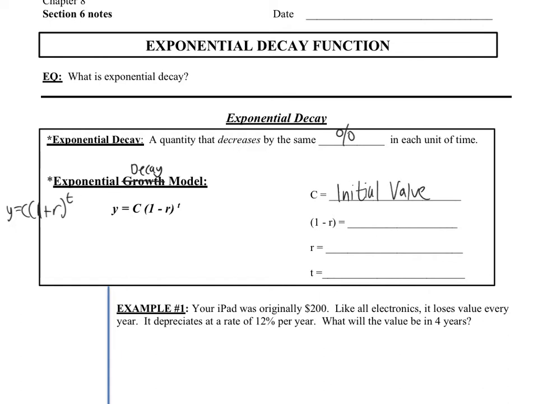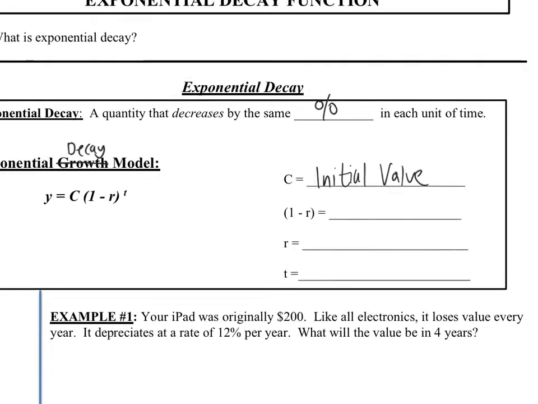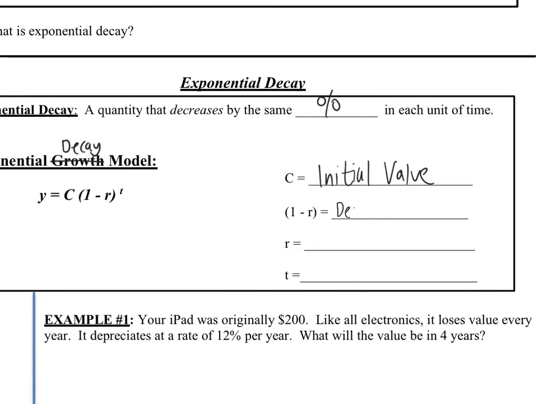C is still our initial value, all right? 1 plus r was our growth factor, so what do you think 1 minus r is going to be? It's going to be our decay factor. 1 minus r is our decay factor. The growth model had r as the percent of increase, so r for decay is going to be the percent of decrease.